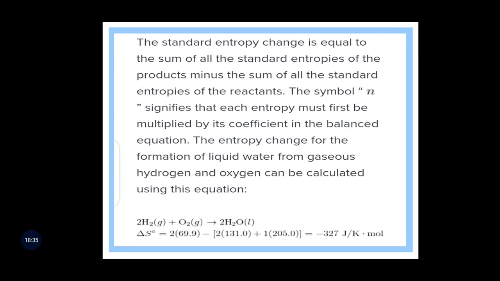The entropy change for the formation of liquid water from gaseous hydrogen and oxygen can be calculated using this equation. Now let's look at this. We said the coefficient must be multiplied with their entropy. So for instance, if we have this reaction, hydrogen plus oxygen, to give us water, here our reactant will be hydrogen and oxygen. So we are going to add the entropy of hydrogen with that of oxygen to get the total entropy for the reactant, and then we are going to subtract it from the entropy of water. But remember, we have to multiply with the coefficient.